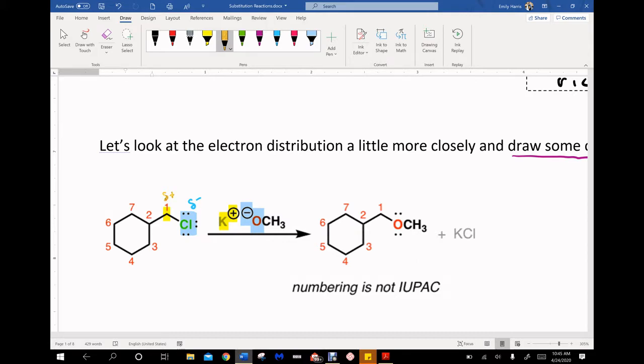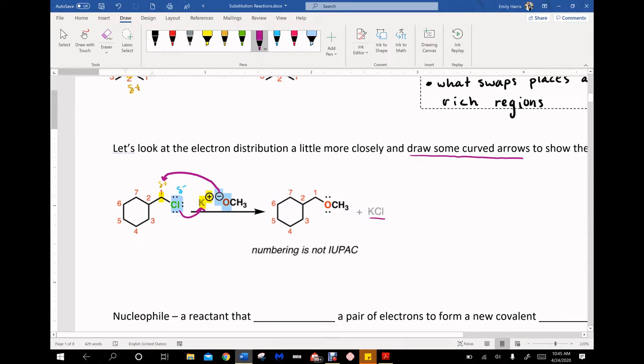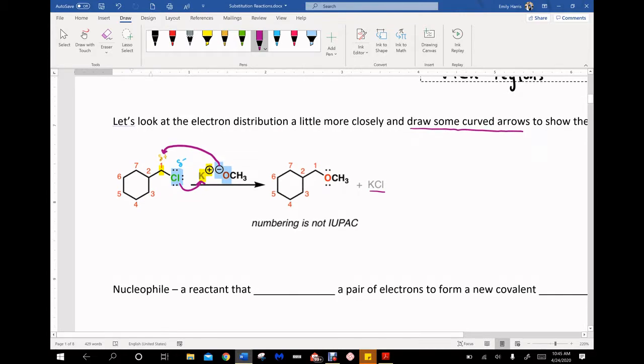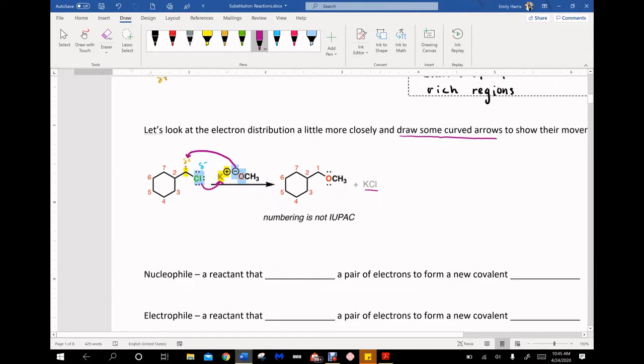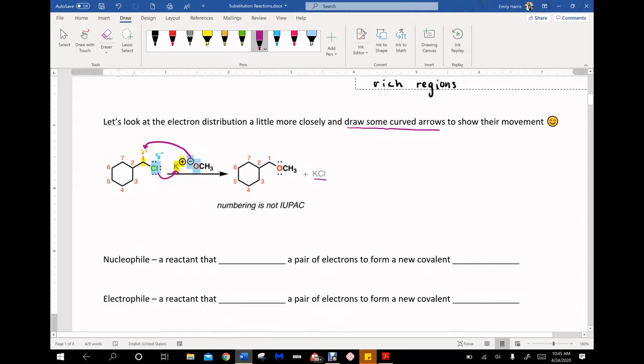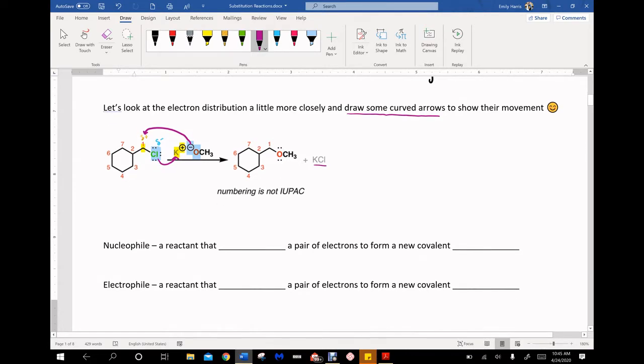Now if we look at the products, let's try to predict the way the electrons will flow. Remember, the electrons always flow from the rich area to the deficient area. So to form the new KCl bond, I can have electrons flow from the chlorine to potassium. And to form the new oxygen to carbon 1 bond, I can have electrons flow from the oxygen to that carbon 1. That will account for the new bonds that are made.